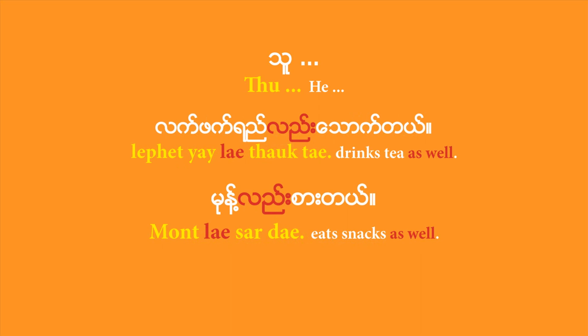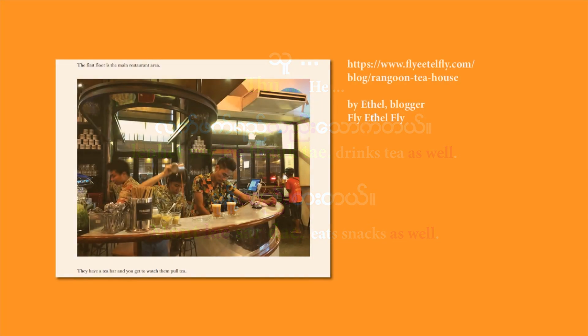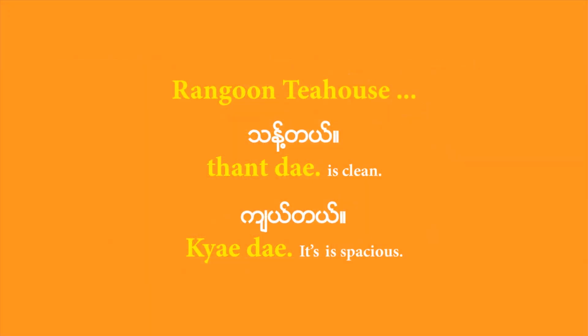Now let's try describing a place that is spacious and clean. This happens to be a photo of Rangoon Tea House, a popular restaurant in Yangon. The word for clean is tha. The word for broad, large, spacious for describing places is jie. So you start the sentence with the topic of the sentence, Rangoon Tea House. Then you go on and say, Rangoon Tea House tande, jere. It means Rangoon Tea House is clean, it's spacious.